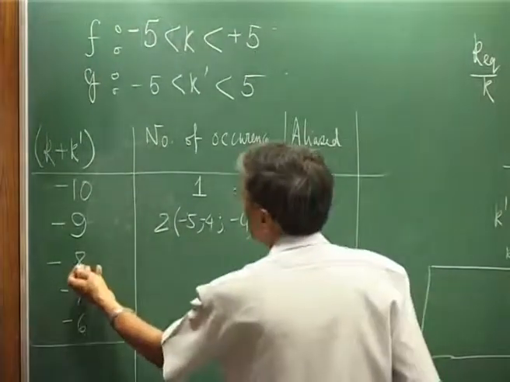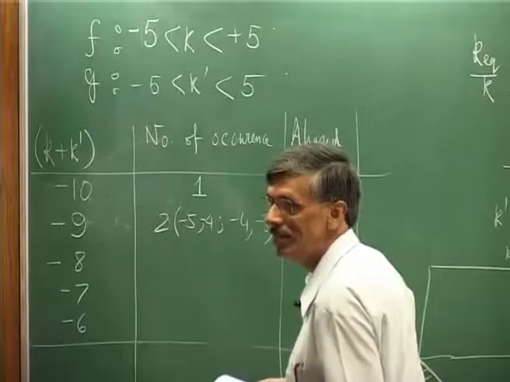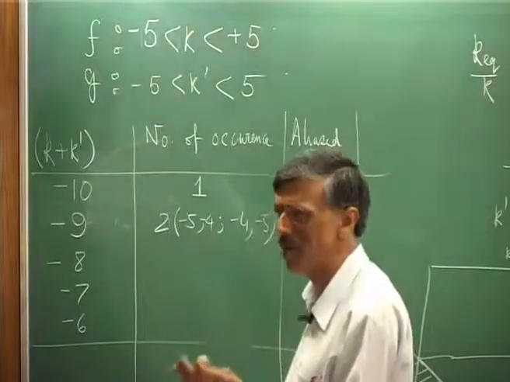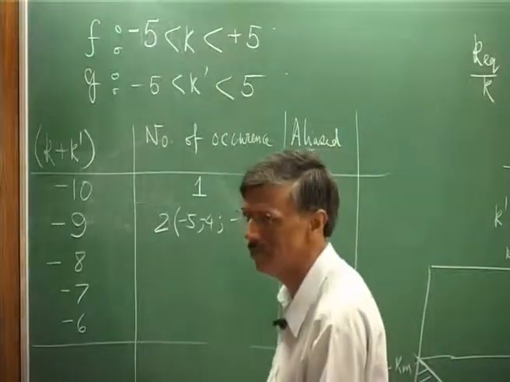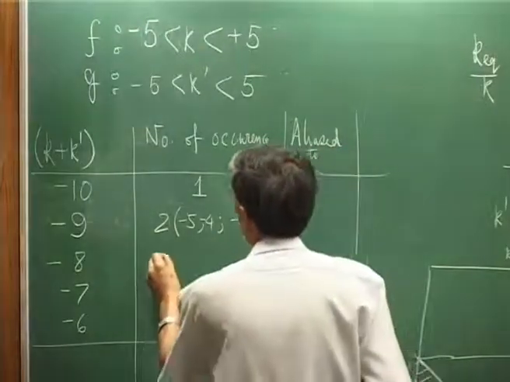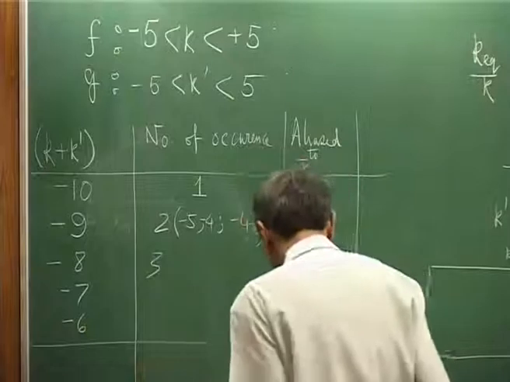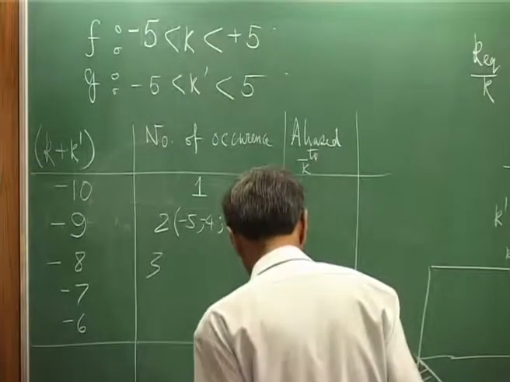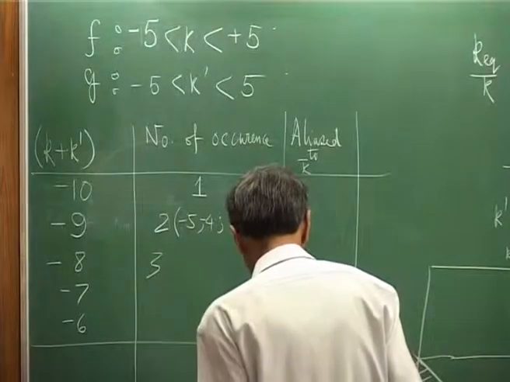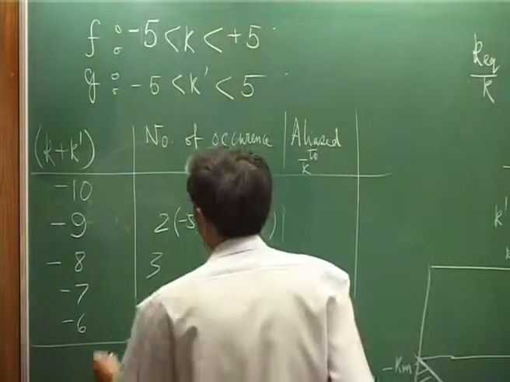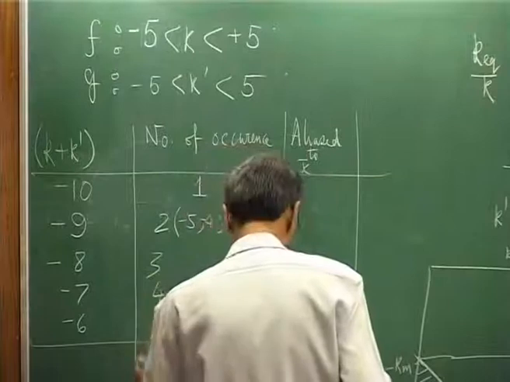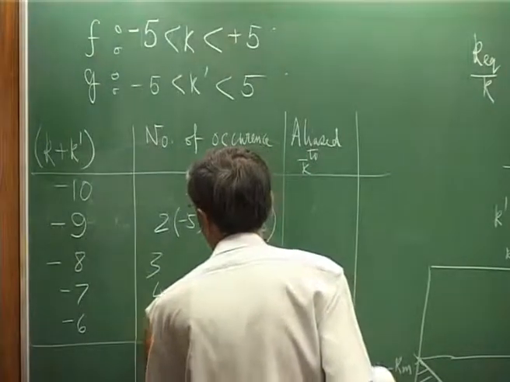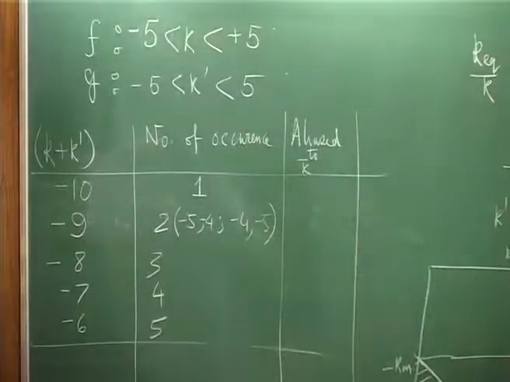What about minus 7, right? Minus 5 and minus 2, minus 4 and minus 3, minus 3 and minus 4, minus 2 and minus 5. So, 4 possibilities, right? So you can work it out. Okay, and this will be 4 and this will be 5.